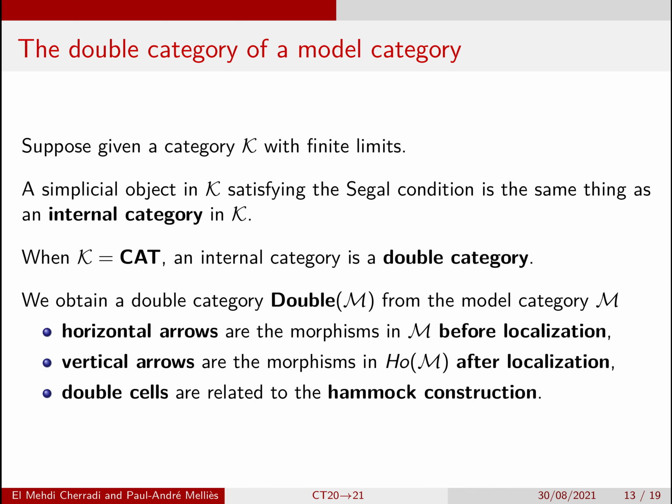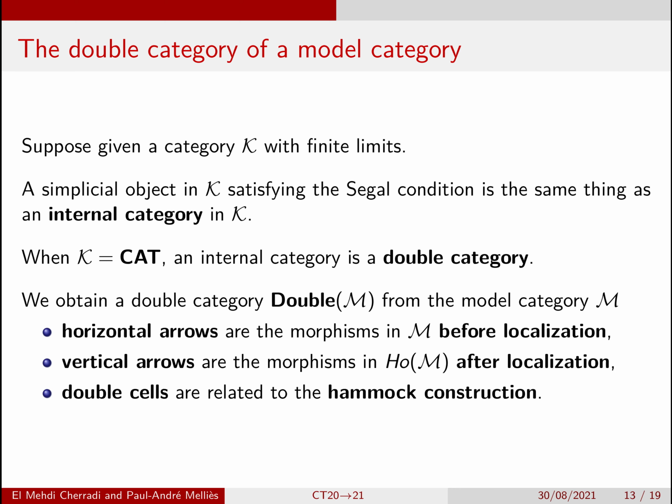Now we may rephrase what we've just said like this. Suppose given a category K with finite limits. Saying that a simplicial object in K satisfies the Segal condition is exactly the same thing as saying that it is an internal category. It defines an internal category in K. When K is the category of large categories, we may call such an internal category a double category.